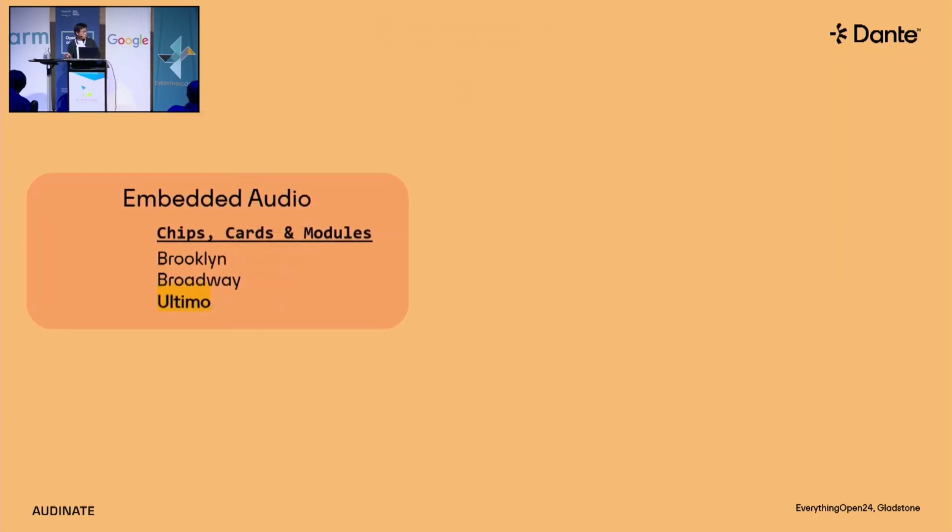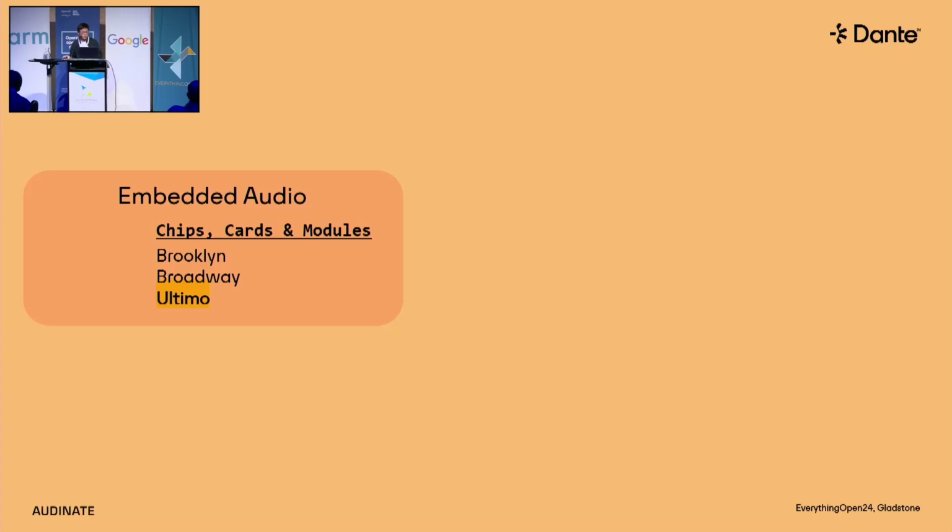So diving into today's topic, chips, cards, and modules. Talking about Brooklyn, Broadway, and Ultimo, these are basically different Dante hardware solutions providing different capabilities for audio routing. On the top, we have the Brooklyn, which delivers up to a maximum of 64 by 64 channels. And by that I mean 64 transmitting channels and 64 receiving channels.